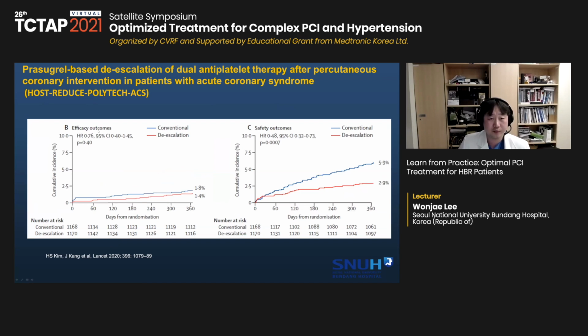And this is HOST-REDUCE-POLYTECH-ACS, which evaluated a prasugrel-based de-escalation dual antiplatelet strategy. And also, if you look at the efficacy outcome, there is a trend of lower incidence with de-escalation. And of course, if you look at the safety outcome, de-escalation really benefits the patient.